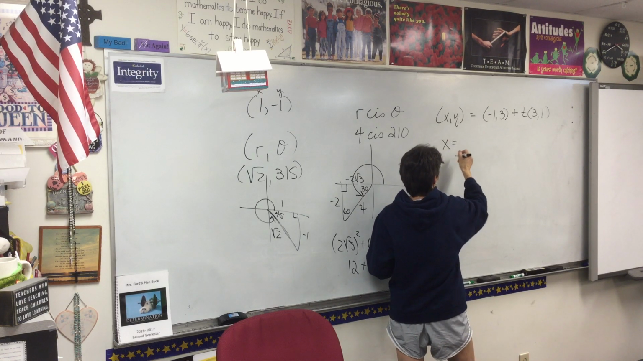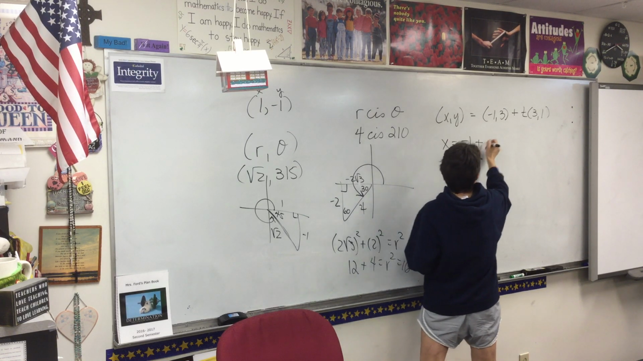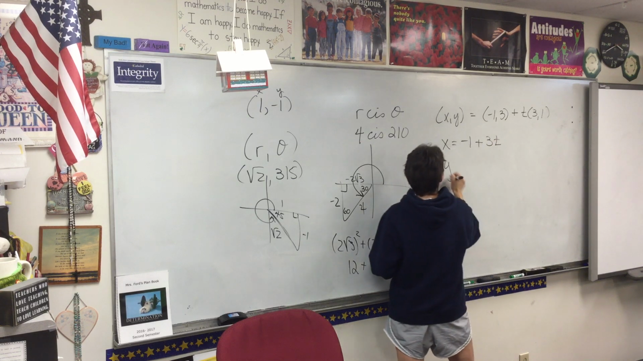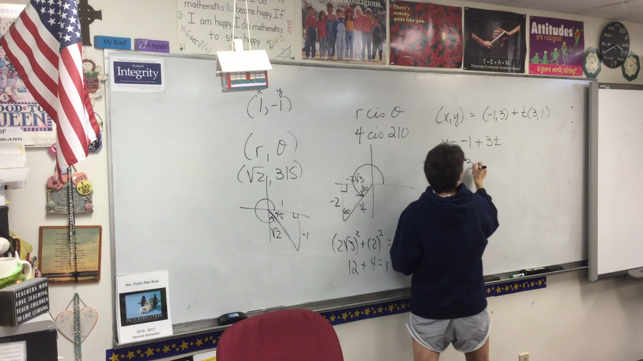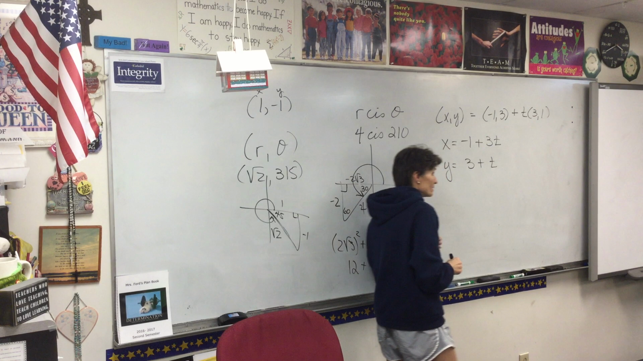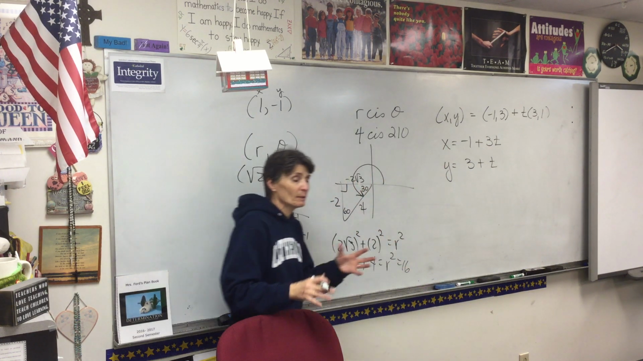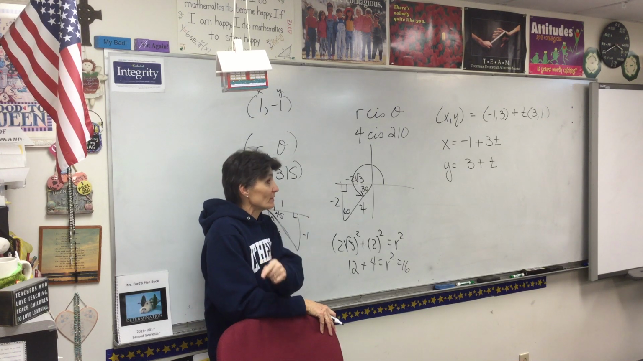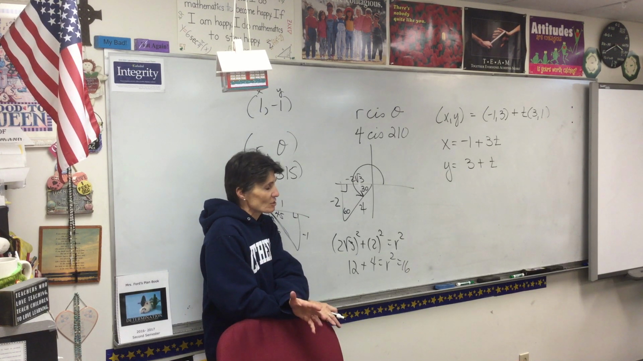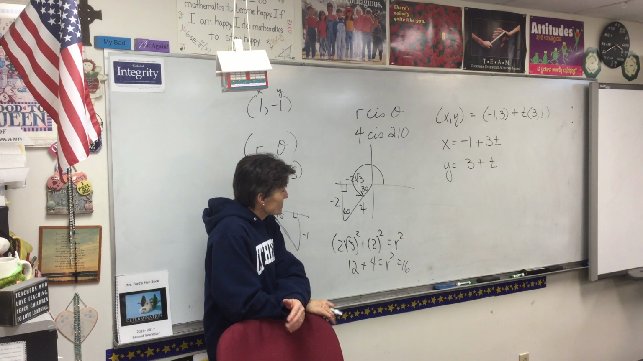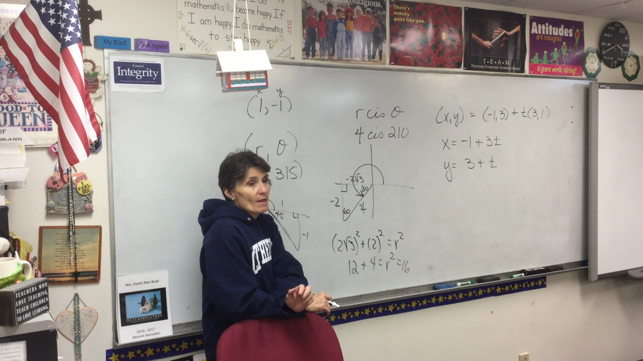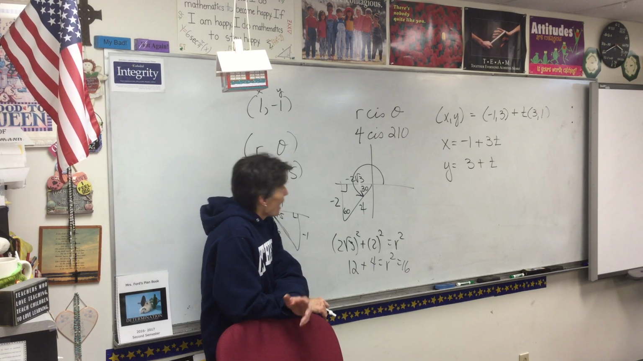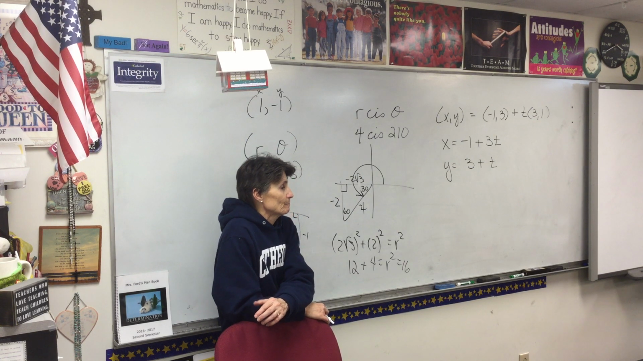So what does x equal? -1 plus 3t, right. What does y equal? 3 plus t, perfect. So everybody's good with getting it split up. Those, by the way, are called the parametric equations, and they will be part of a later question, but not this question. This question says, write that in standard form. That means no t's. So how do I get rid of the t's?